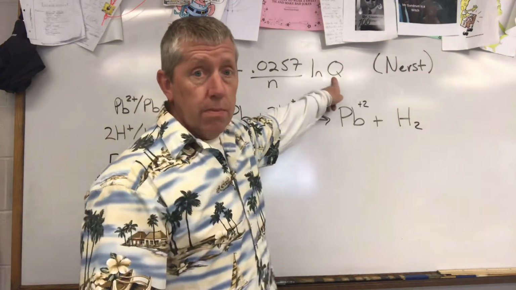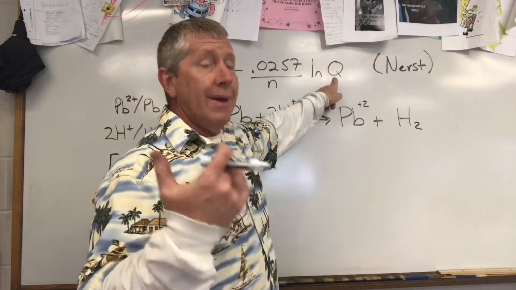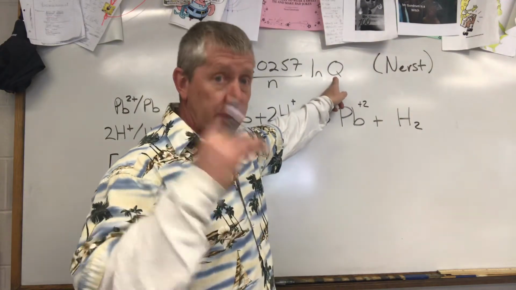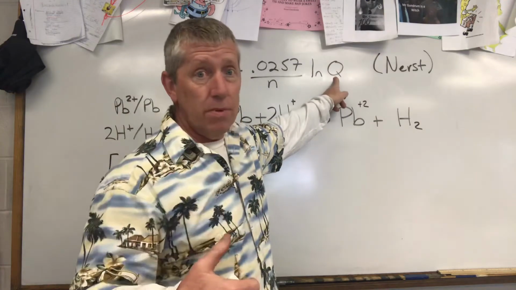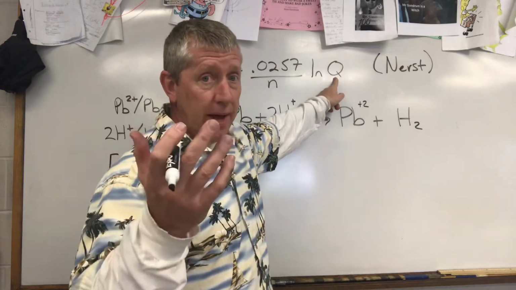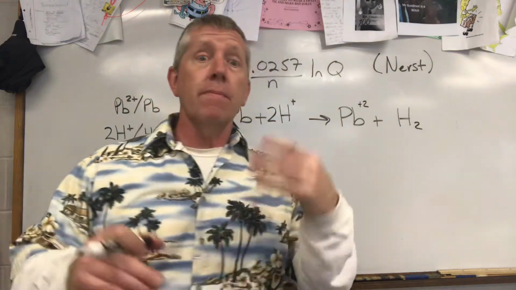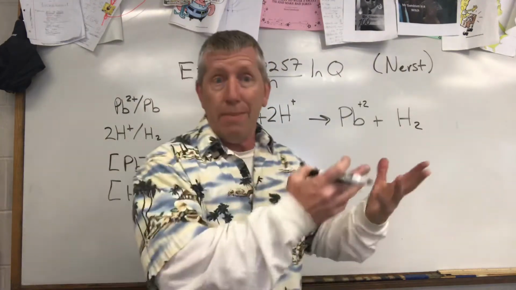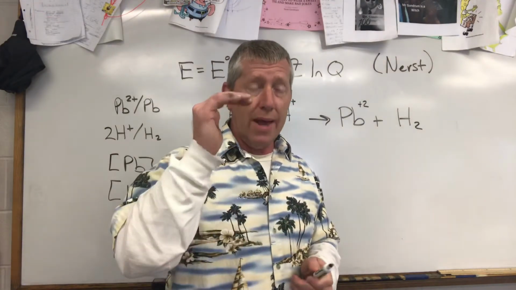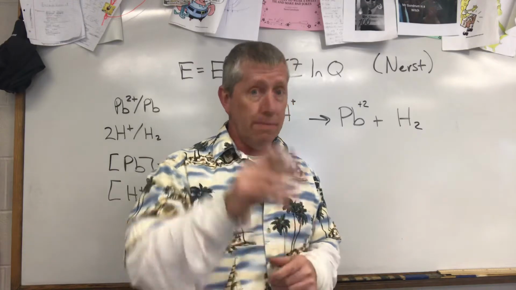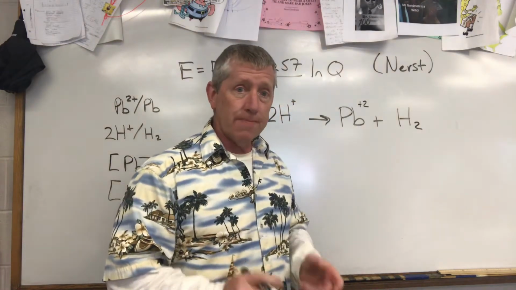That's a Q. Oh, you've seen them before. Q values. They're K values, but at the start. Remember those K values we've been doing all semester? Q's are K's at the beginning of a reaction. So that means a Q and a K are done very similarly. They're done the same, actually: products over reactants. Remember, Q's and K's are products over reactants. You remember that, and so that's why we need the reaction.